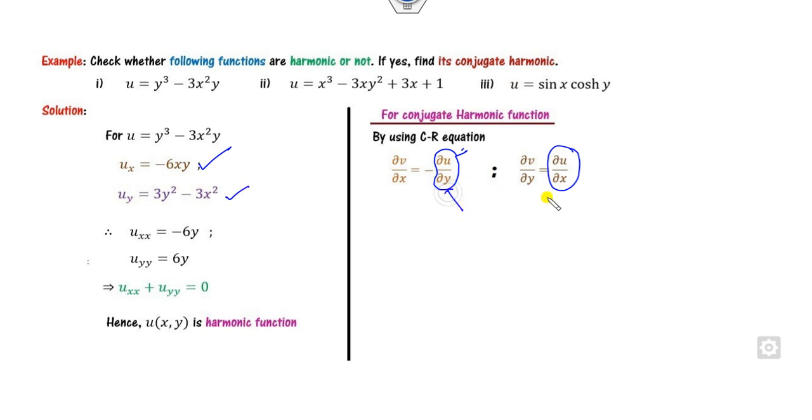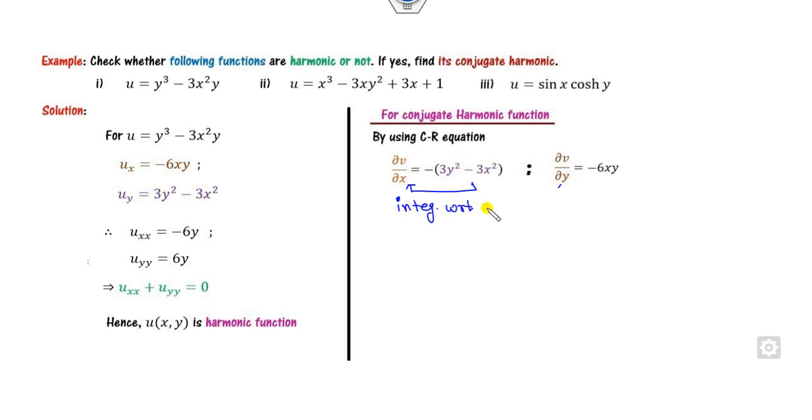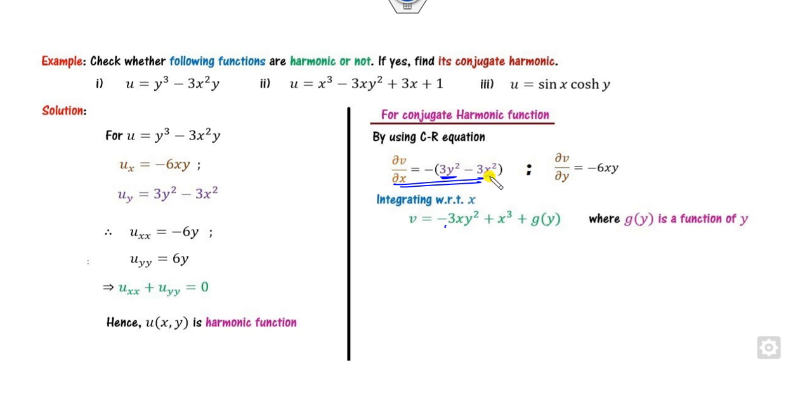So I can substitute the values as here. Now you can see this is a function of both x and y. You can either integrate this with respect to x, or you can integrate it with respect to y. That's your choice. So let's say I integrate this part with respect to x, keeping y as a constant. What is the integration of this? It is minus 3x square, and the integration of minus 3x square is x cube plus c, because we integrate with respect to x, keeping y as a constant.